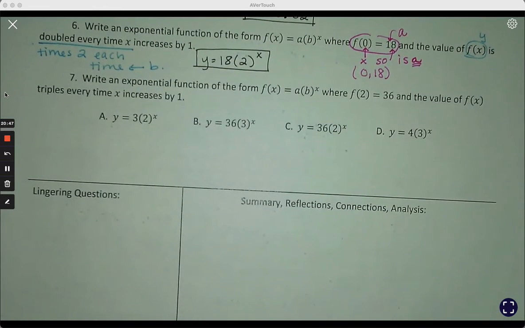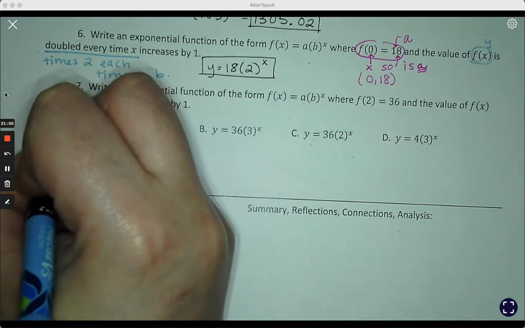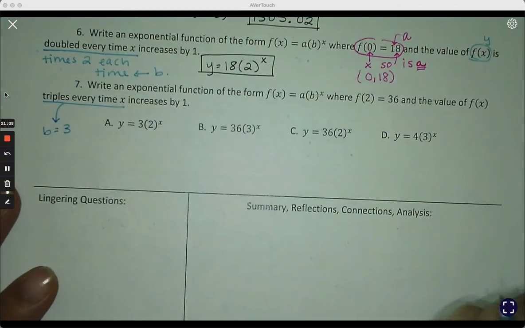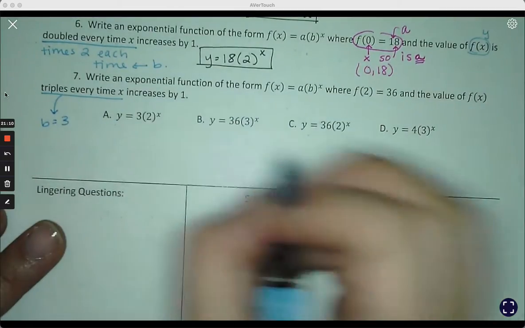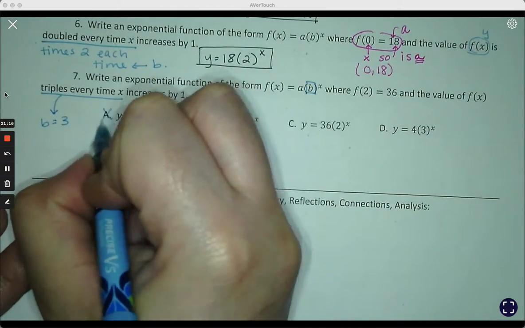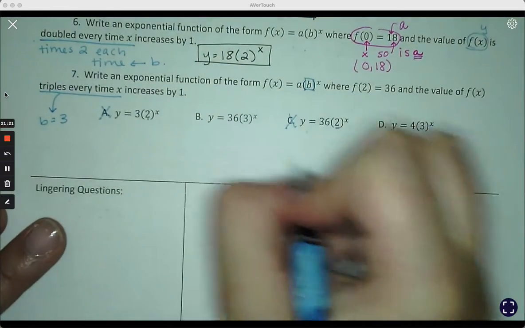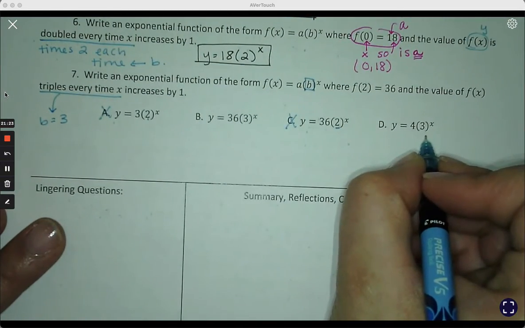Okay, write an exponential function in the form f of x equals a times b to the x, where f of 2 is 36, and the value of f of x triples every time x increases by 1. So I see triples every time, so b is equal to 3. So the first thing I'm going to do is look for a b value that equals 3. That one is a 2, so it can't be that one. This one is a 2, can't be C, so I'm left with B or D, okay?